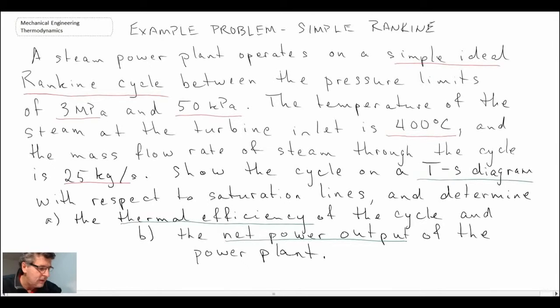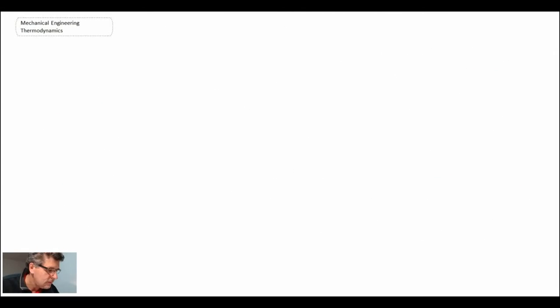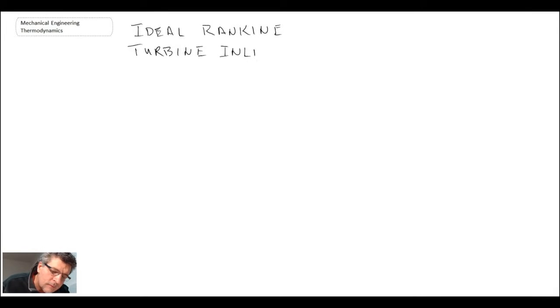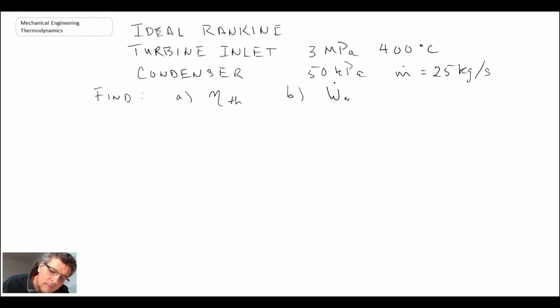And whenever you're doing these types of problems, it's always a good idea to begin by writing down the information you know, and we will also write out the TS diagram. So let's get started by doing that. So that's the information that we have before us.